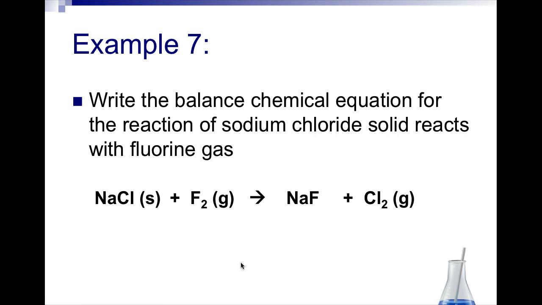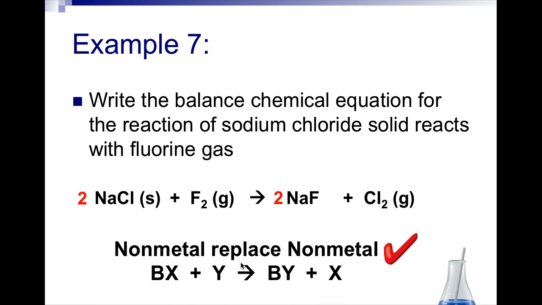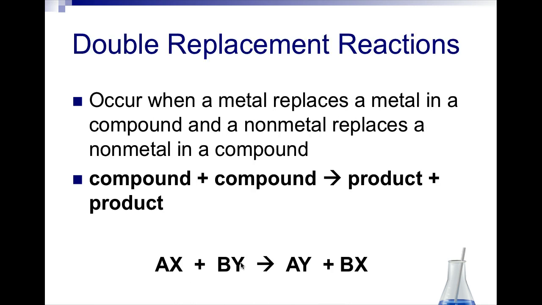Now, chlorines are not balanced, neither is fluorine, so we will need to place a 2 in front of sodium fluoride on the product side, which will then require a 2 on the reactant side to balance out the sodiums and the chlorines, and we will place that 2 coefficient in front of sodium chloride. We're now balanced. So, hopefully we have a better understanding of predicting our products.